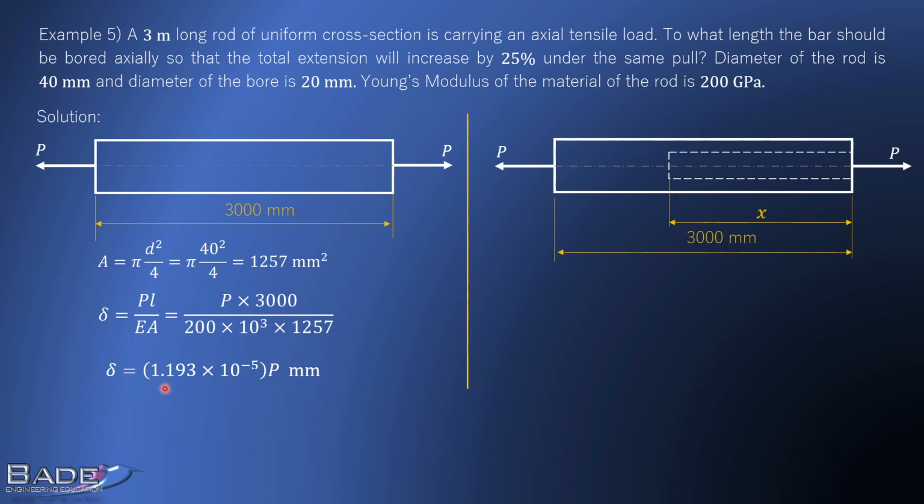Original extension is delta, which we have found out. After drilling the hole, the extension is 25% more than this, so delta plus 25% of delta. How do we write it mathematically here? Try to understand. One more thing: watch here, length x and remaining length. These two lengths have different cross sections.